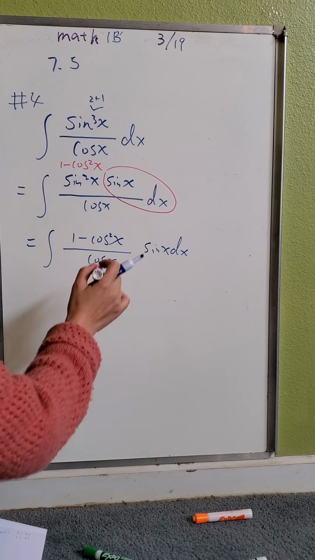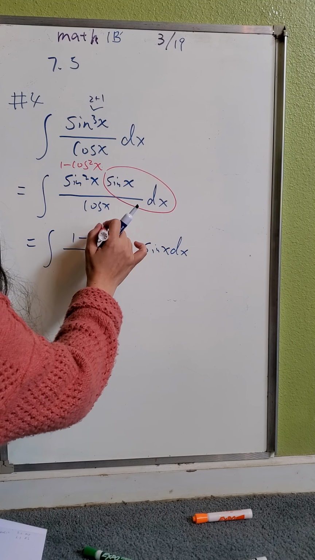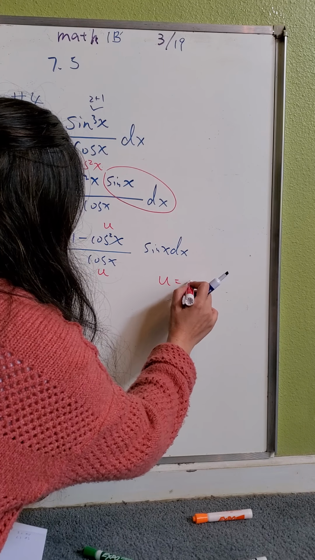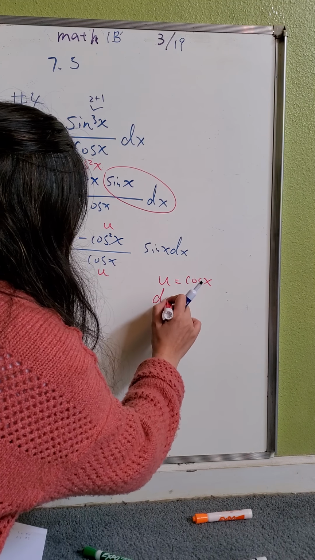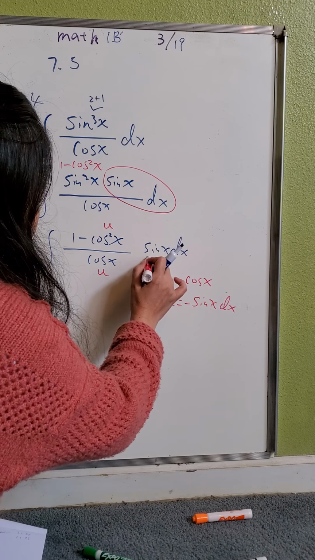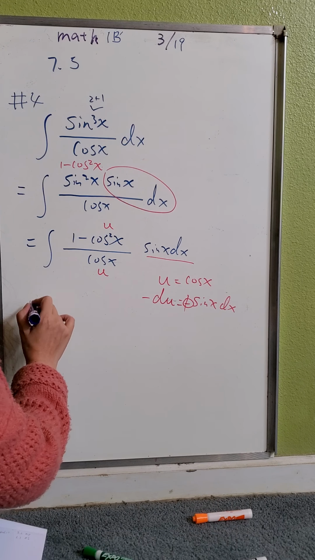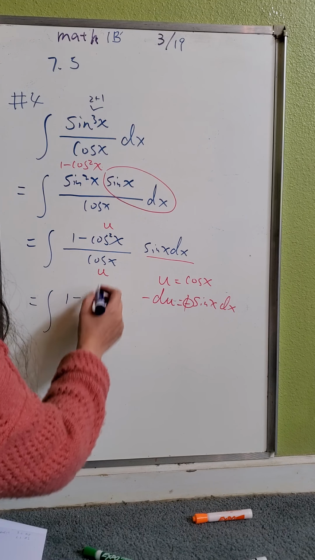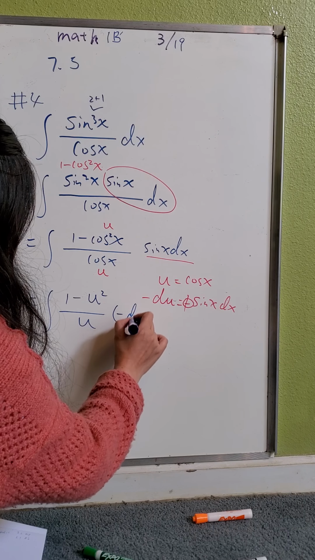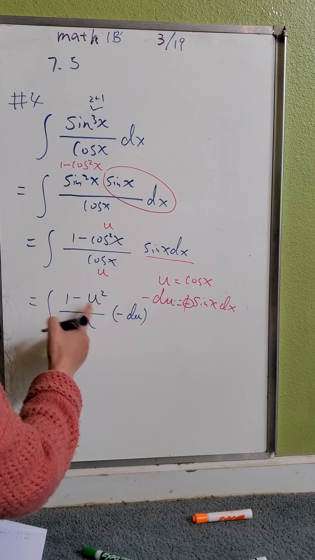Now we're going to use the u-sub. We know that this is the same variable, that will be my u. We're going to let u equal cosine x, du equal to negative sine x dx. We already have a sine x dx here, so we need to take the negative to the other side. So this becomes 1 minus u squared over u, and then negative du. Put the negative outside, or you can multiply it up here, so it's up to you.